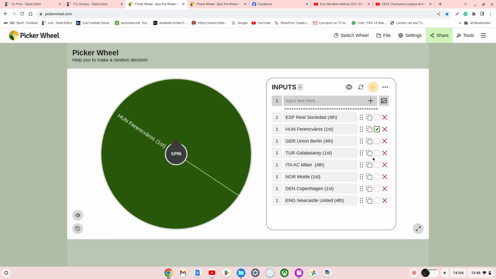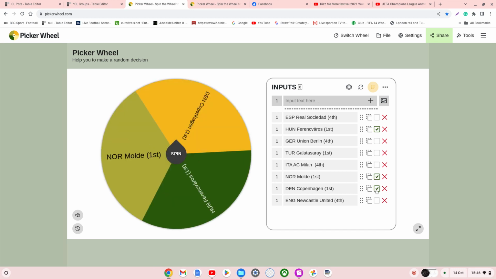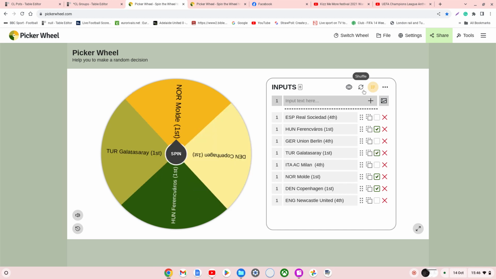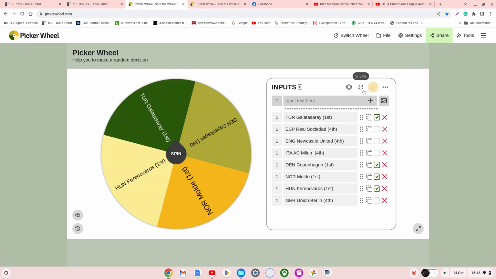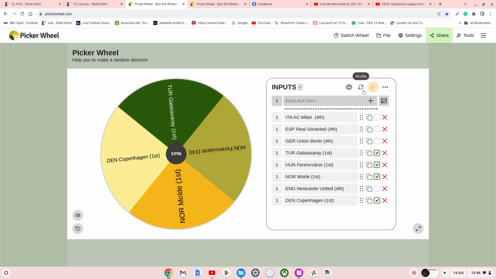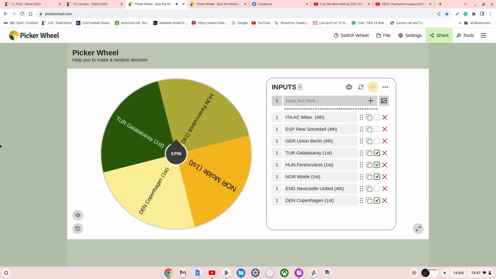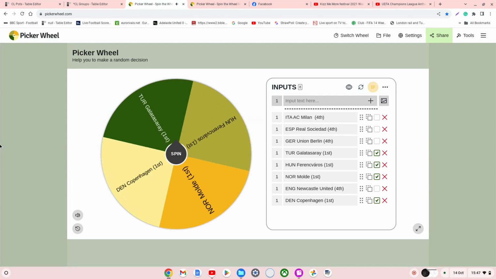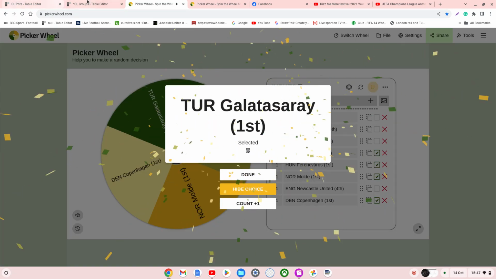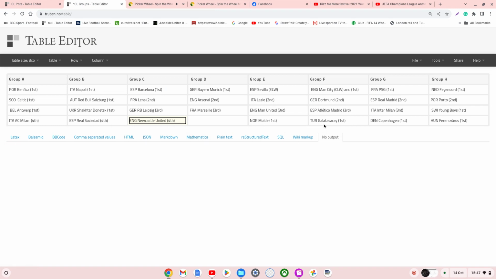So Ferencváros and Galatasaray. Shuffle them. In 3, 2, 1, and stop. Right, one of those teams will have to be in Group D. And it's going to be Galatasaray. So Galatasaray will be in Group D instead.